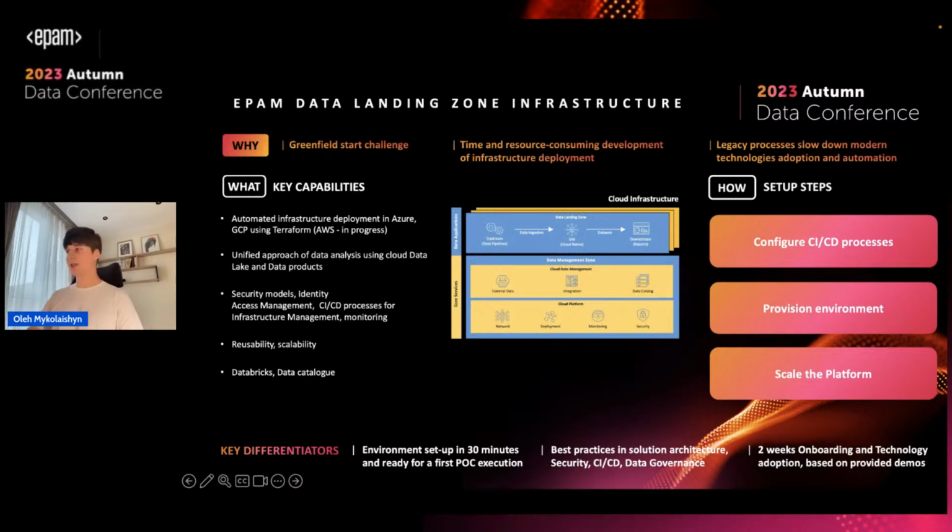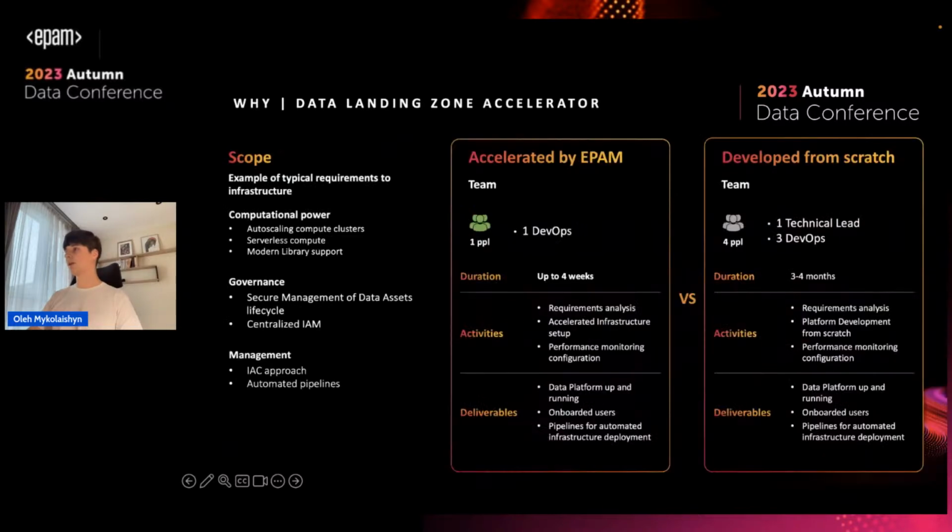Following this brief introduction, I'd like to present a few diagrams and delve into further details. So first, let's draw a comparison between 2 approaches to infrastructure, the accelerated one and the more traditional, built from the ground up. Common infrastructure requirements include scalable computing, a unified data management blueprint, identity access management, all managed by an infrastructure as code tool.